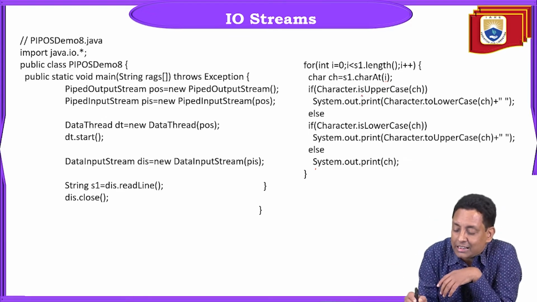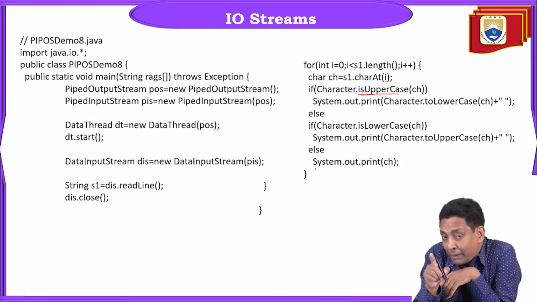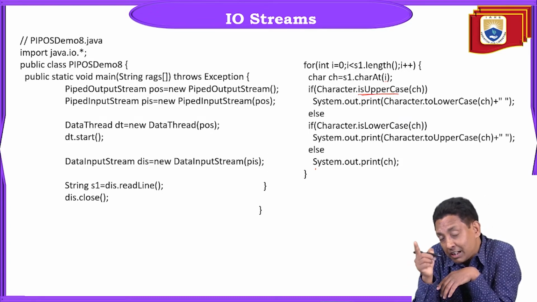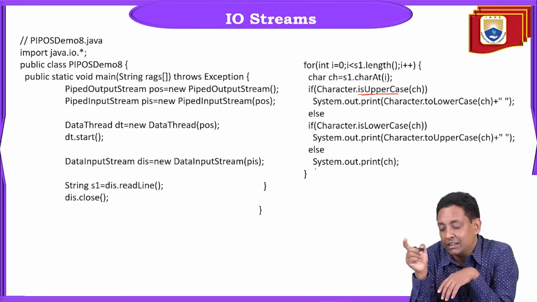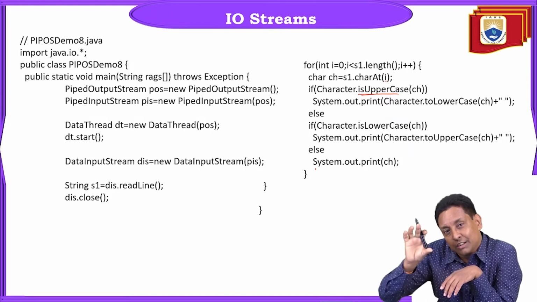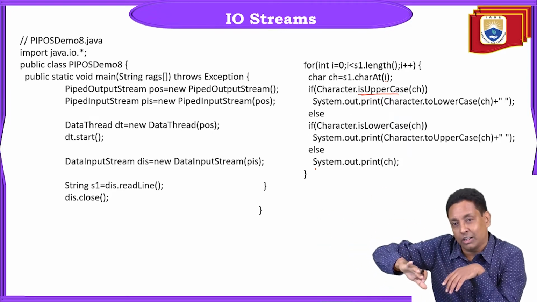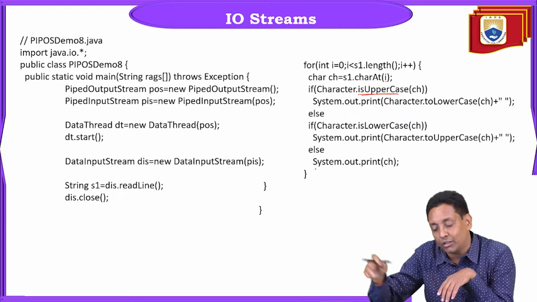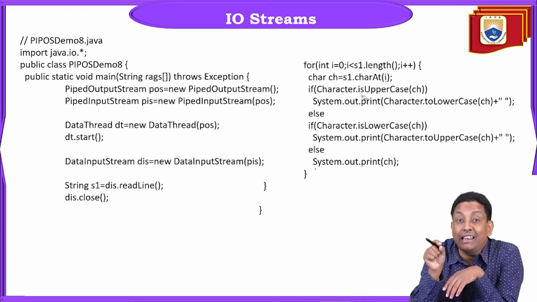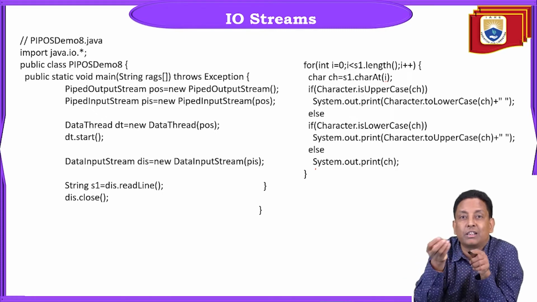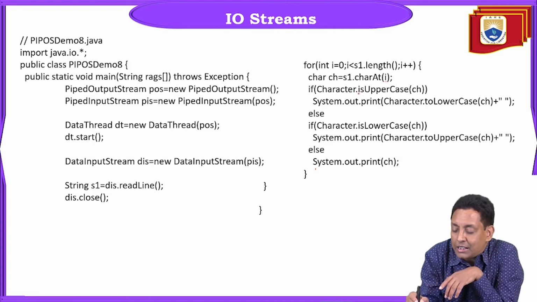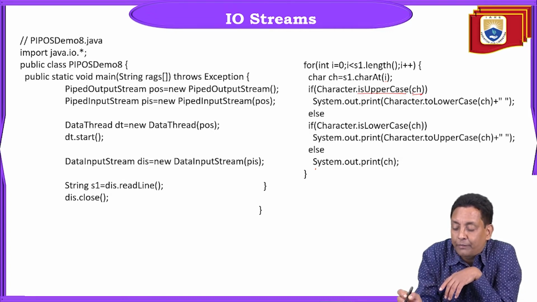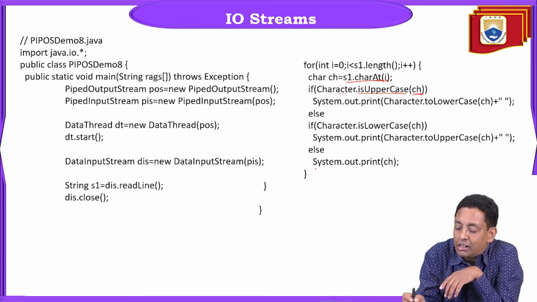In the Character class, the isUpperCase method is given. The String class has toUpperCase and toLowerCase methods, which change the case of the whole string into uppercase or lowercase. Here the method names beginning with is always return a boolean value. It is like asking a question: is it an uppercase character? We are questioning like that. isUpperCase, you pass that character here, whatever character comes from the string at each index. If that character is an uppercase character, it will return true.